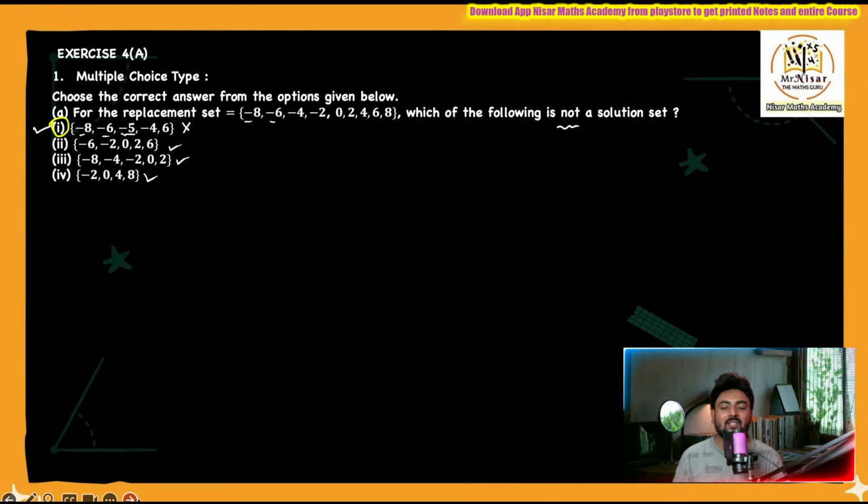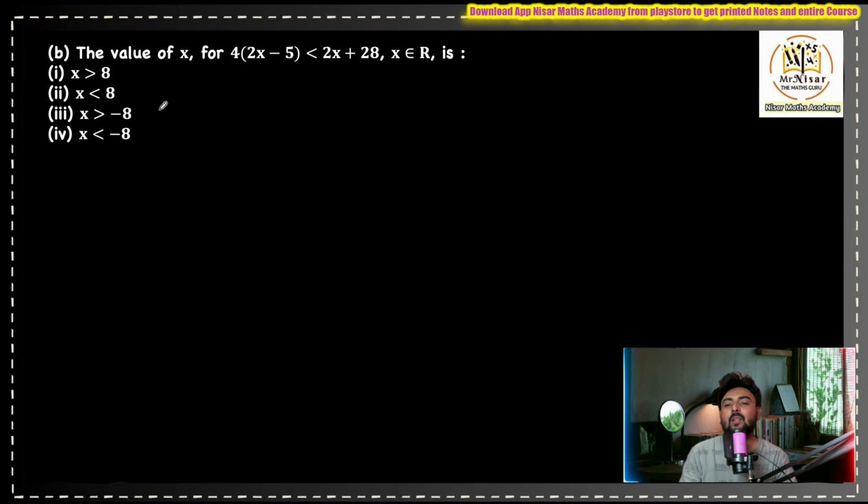So without wasting time, let's move on to the second question. We have to find the value of x. Come on children, let's do it. So the left hand side it's given 4 into (2x - 5). So let's multiply this. 4 2s are 8x minus 4 5s are 20 is less than 2x plus 28.